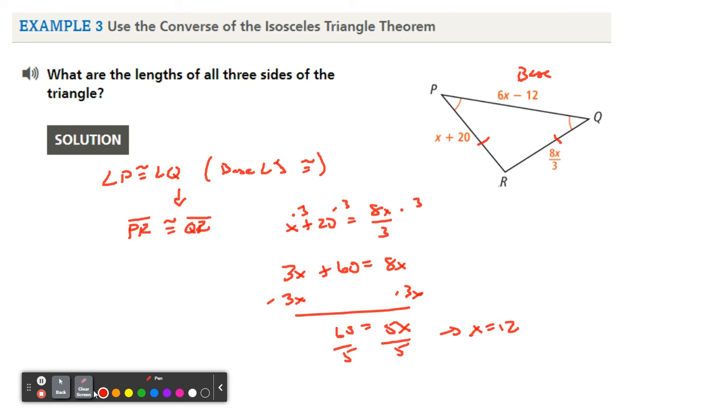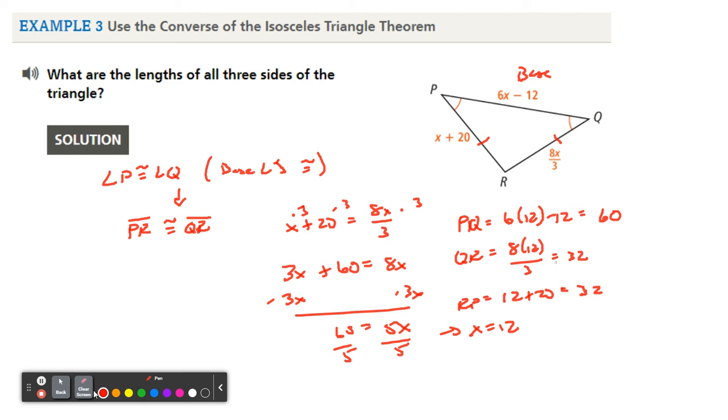So that is the x value that we use for all three of these sides. And now we just plug it in to get the length of all three sides. So let's do PQ, alphabetic order. That's 6 times 12 minus 12. So PQ is 72 minus 12, which is 60. QR is 8 times 12 divided by 3. That's 96 divided by 3, which is 32. And RP is x plus 20, 12 plus 20, and that's also 32. And you can see that your two sides that are congruent are the same length, 32, and then that base is 60.